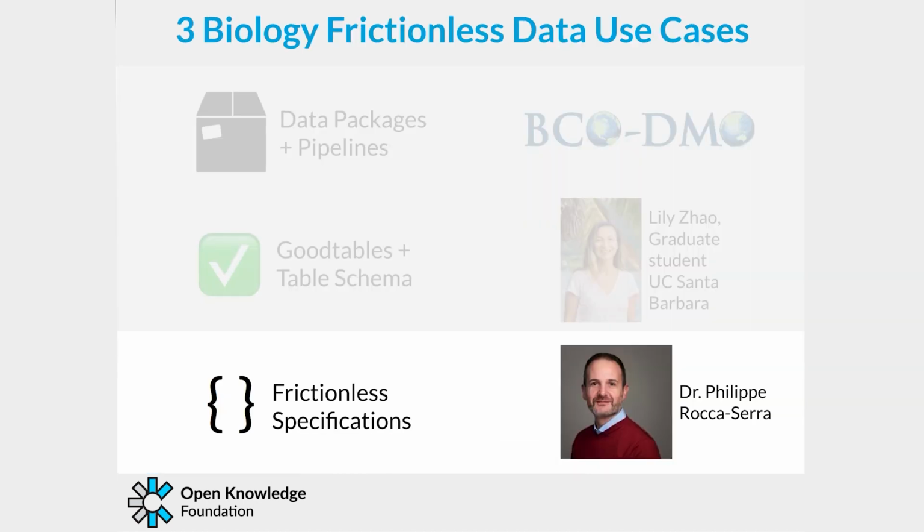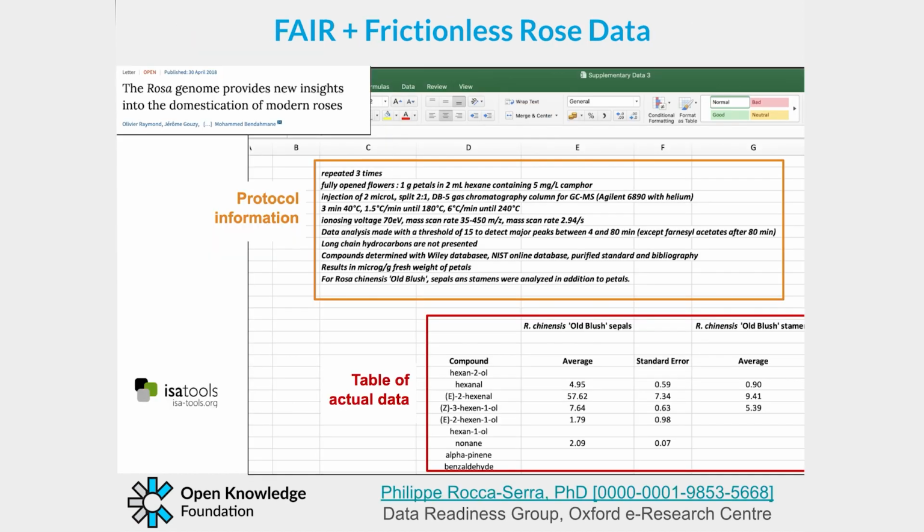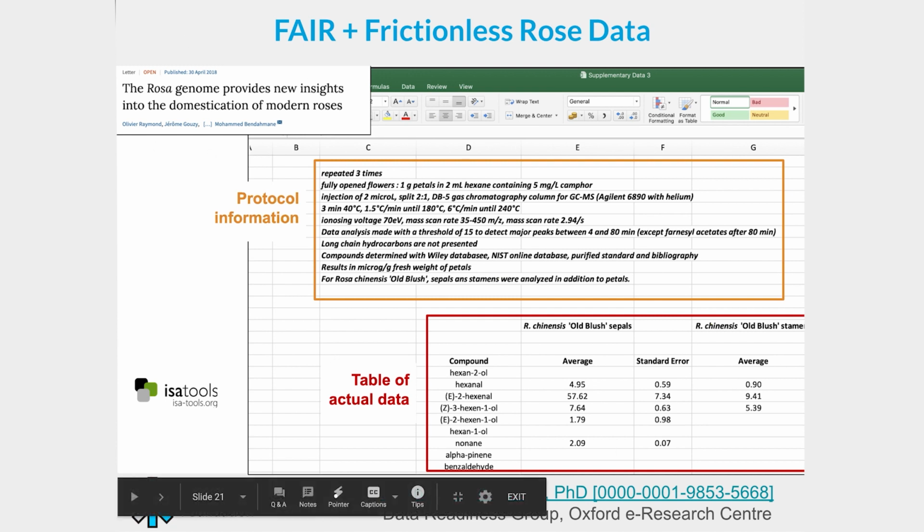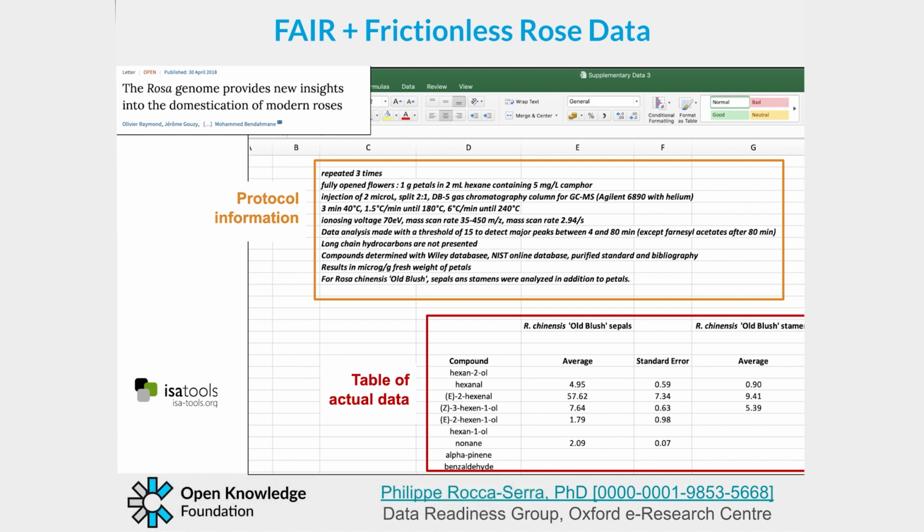All right. So now I'm going to move on to our final use case where we will be talking about frictionless specifications. And to talk about this, I'm going to introduce you to some work that Dr. Rocha Serra and his team did looking at rose data from the rose genome. The rose genome was recently published openly, which is amazing. And Dr. Serra's team wanted to see if they could make this data more FAIR, and they did this with frictionless data. FAIR is an acronym that stands for Findable, Accessible, Interoperable, and Reusable, and it's part of data best practices.